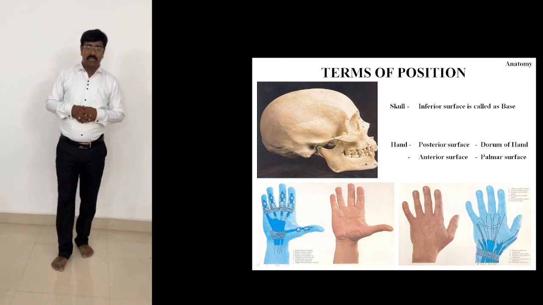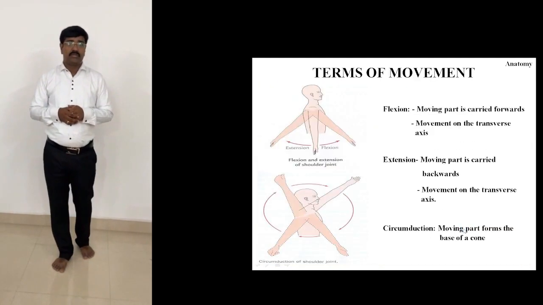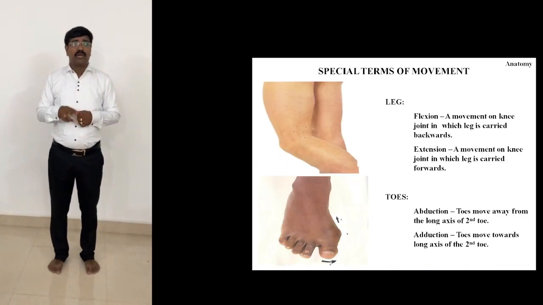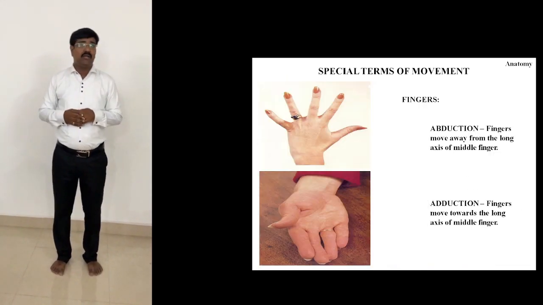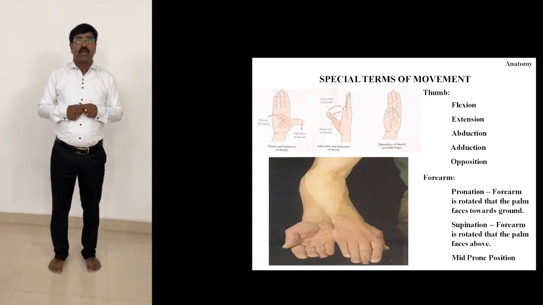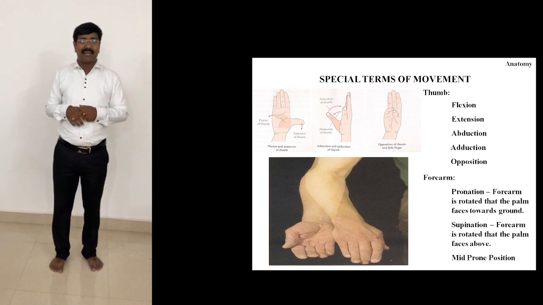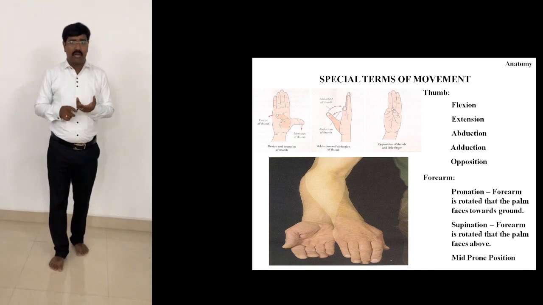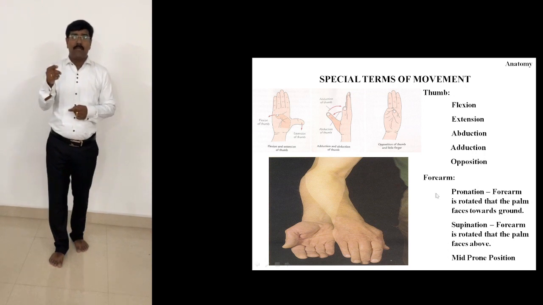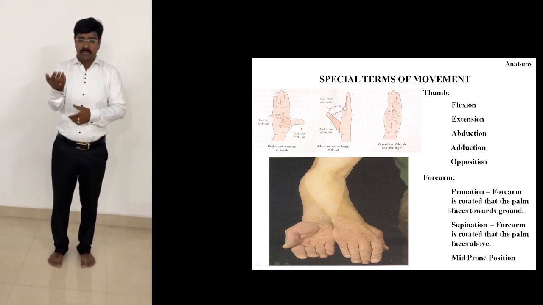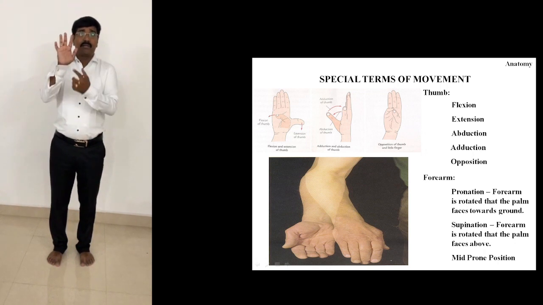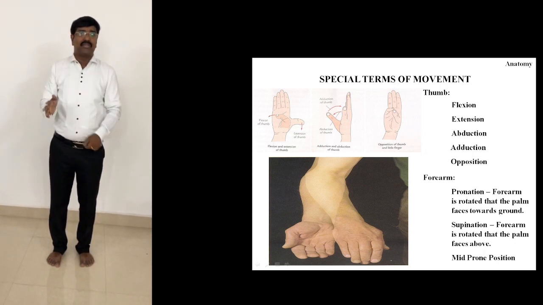In continuation with the new terminologies, there are two more terminologies in the upper limb, called pronation and supination. Let me read the definition of pronation first so that you will understand the action. Now this is our forearm. The forearm is rotated, this is called rotation, so that the palm is facing the ground.